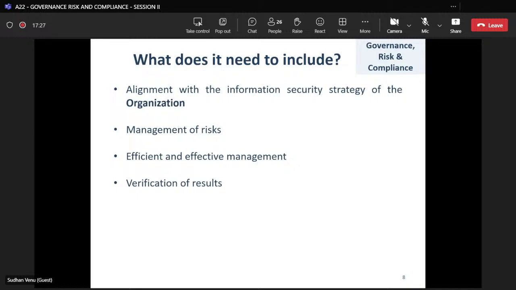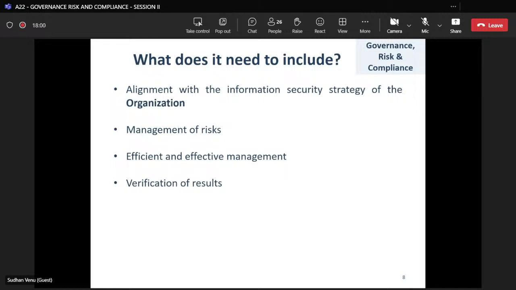And next, what does it need to include? If you are making any framework, we have to align it with the information security strategy of the organization. So the framework should be aligned with the information security strategy at the organization level, and the management of risk. If any risk factor is there, it should be eliminated and handled by the management from the risk perspective. It is a very efficient and effective management approach in making the framework content.